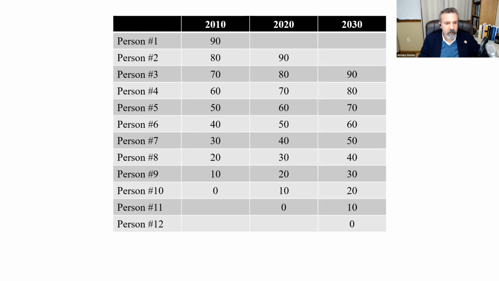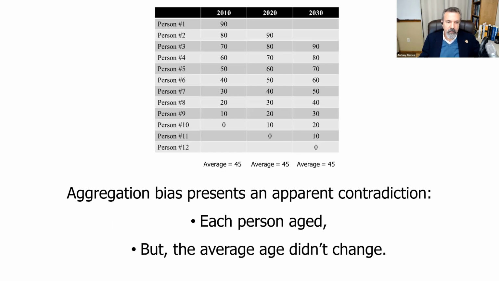Another 10 years goes by, and person 12 is born. Person 11, who was born 10 years ago, is now 10 years old. Person 10, who was 10 years old a decade ago, is now 20. We go all the way up. Person 2 has died of old age. Person 3 is now 90 years old. And I ask you, what's the average age of my community? The average age of my community is 45. Now, look at my community over these 3 decades. In every single decade, the average age of my community is 45.